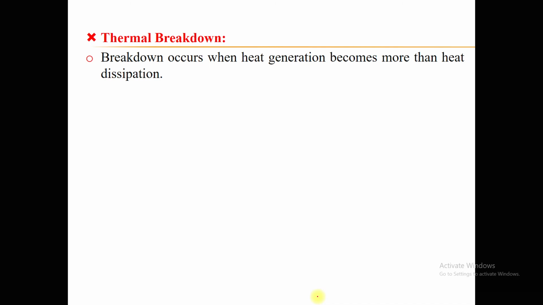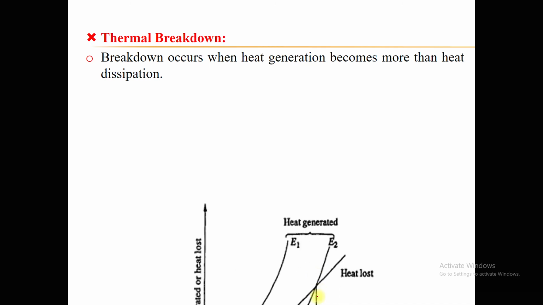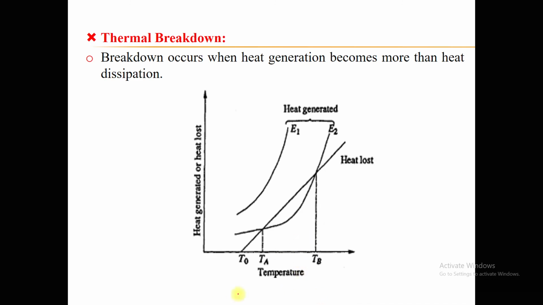So generally the breakdown will take place when the heat generation becomes more than the heat dissipation. Here there are two possibilities: one is for E1 and the second case is E2. This inclined line, this slanting line, represents the heat lost, and these curves E1 and E2 represent heat generated.